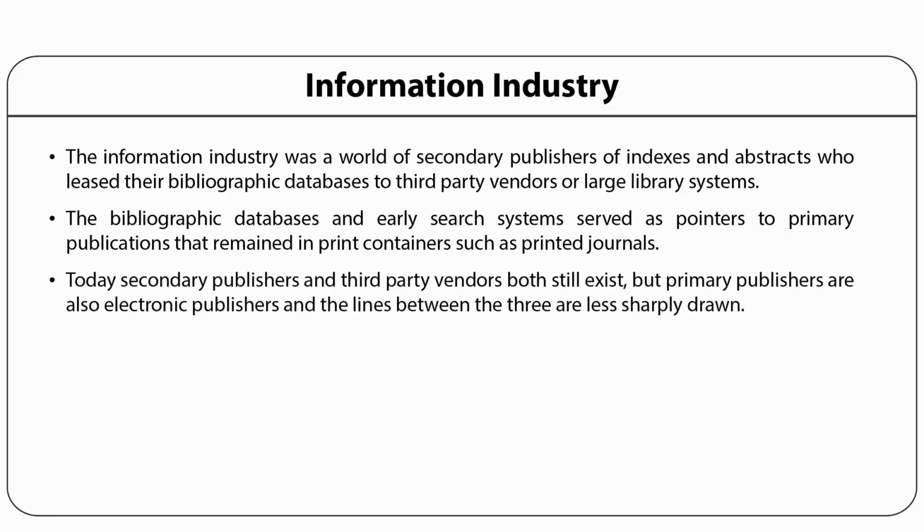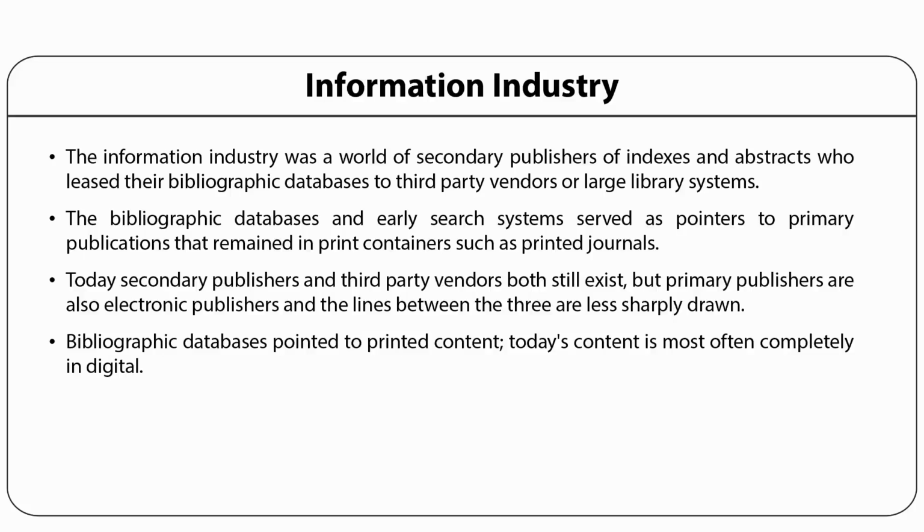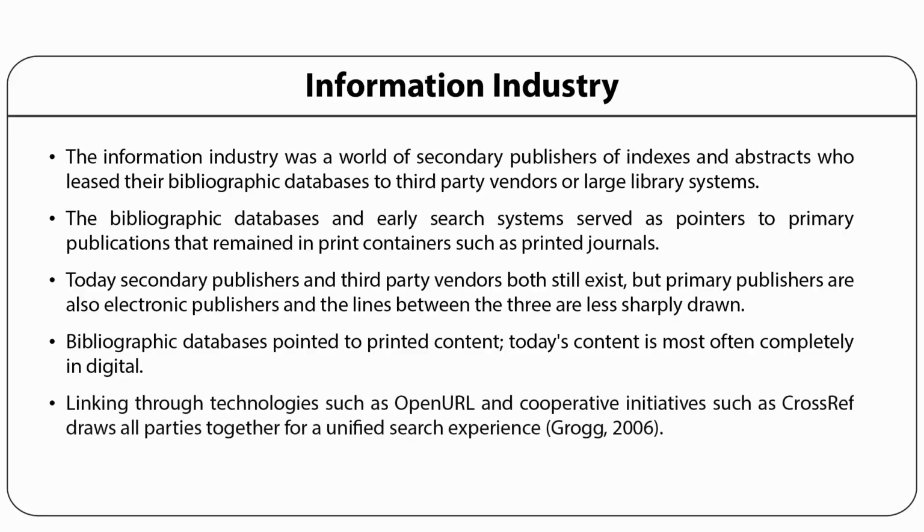Today, secondary publishers and third-party vendors both still exist, but primary publishers are also electronic publishers, and the lines between the three are less sharply drawn. Bibliographic databases pointed to printed content. Today's content is most often completely in digital form. Linking through technologies such as OpenURL and cooperative initiatives such as Crossref draws all parties together for a unified search experience. Here the reference is given by the author Grog in 2006.